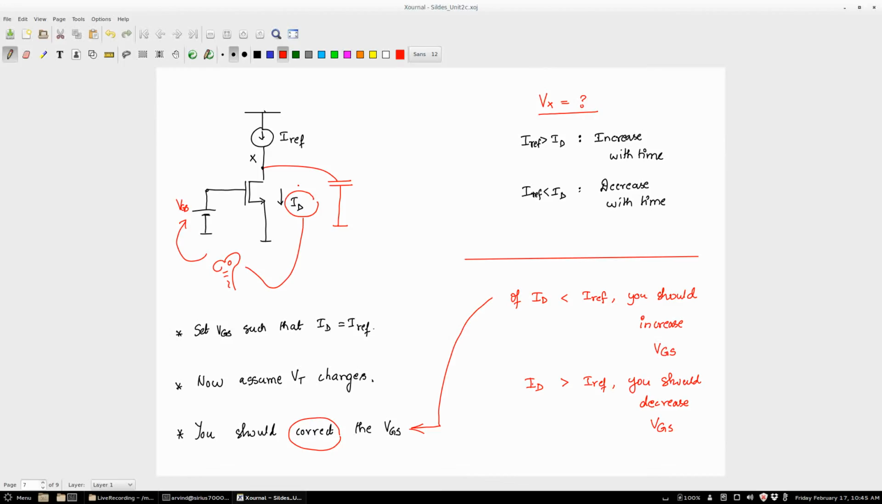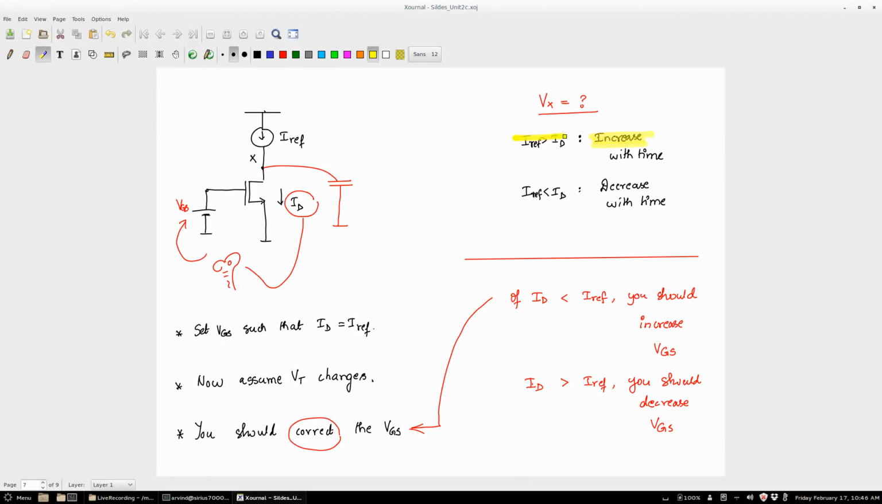Similarly, if ID is greater than Iref, what should you do? You should decrease VGS, right? If the current flowing in the bottom was more than the value that you want, then if you decrease your VGS, the current through the transistor will decrease. So that's the smart idea.